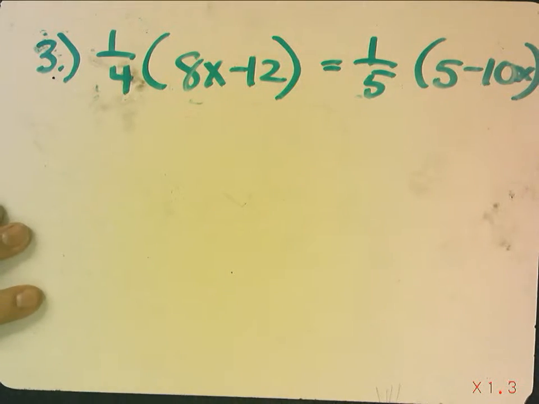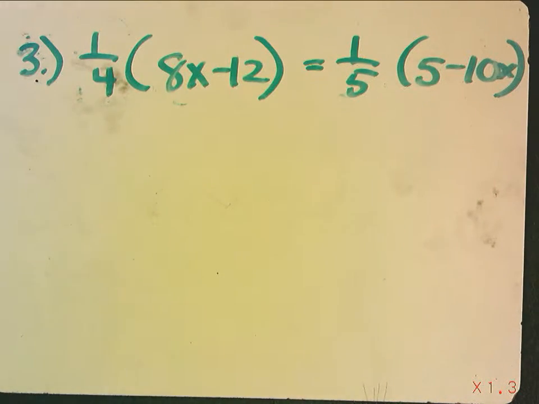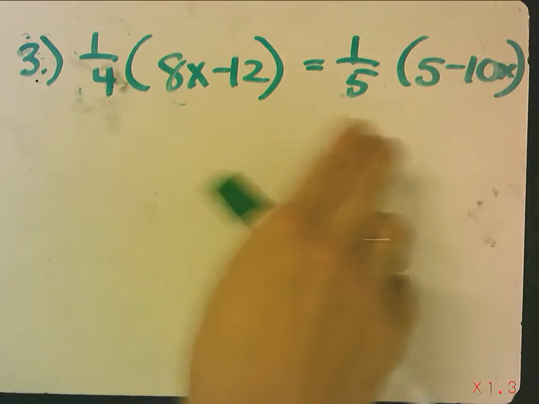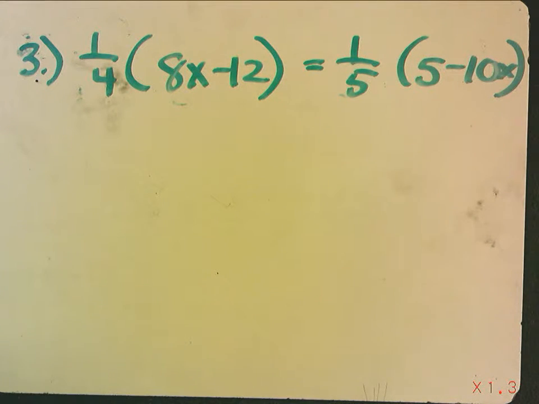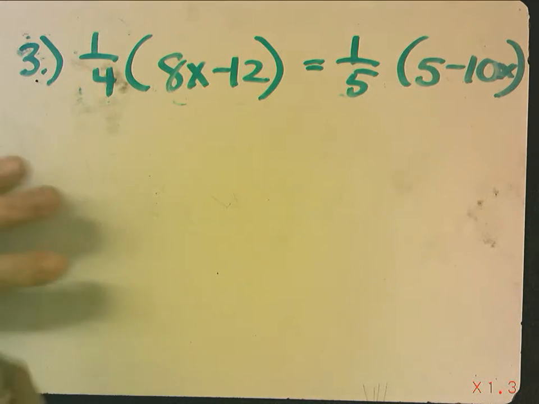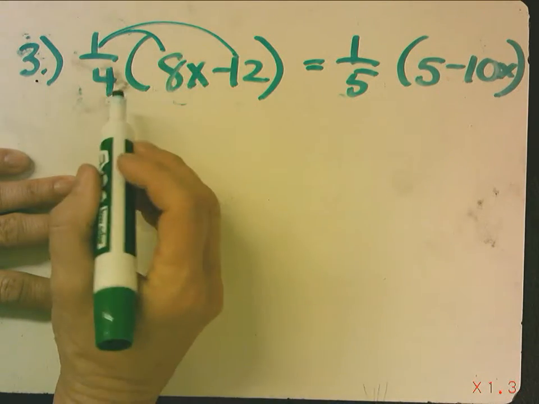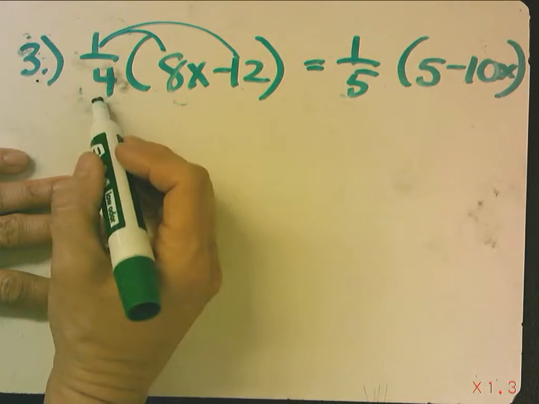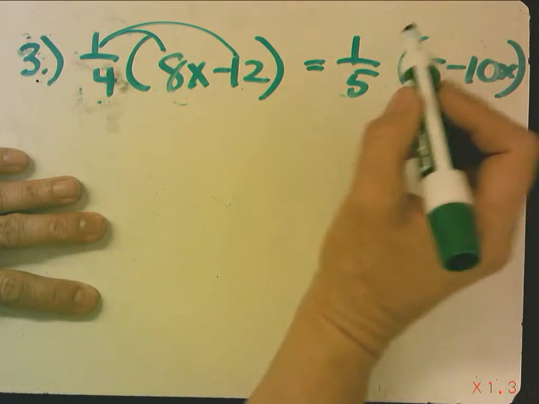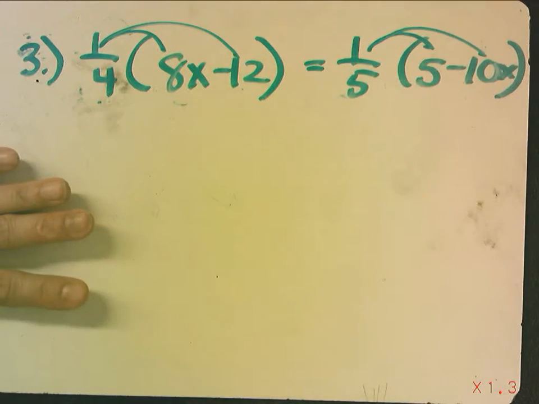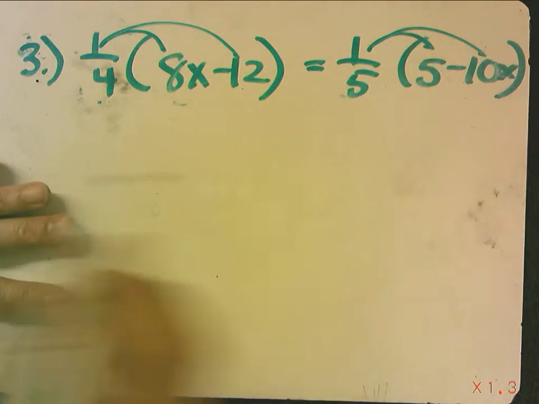Now, everyone always gets confused with fractions. With fractions, I could always multiply both sides of this equation by 20, because 20 is the common denominator, and you can always eliminate fractions from your equation by multiplying by the common denominator. But in this case, it would be easier for me just to distribute the fractions, because 8 and 12 are multiples of 4, 5 and 10 are multiples of 5. This way, by distributing my fractions, I will eliminate fractions.